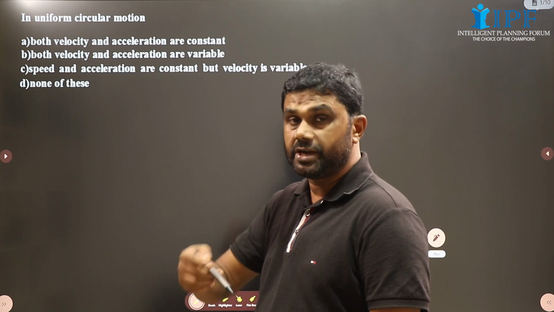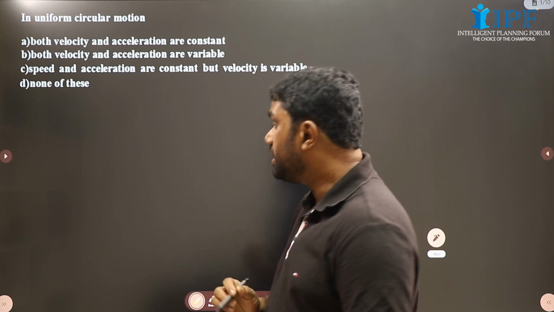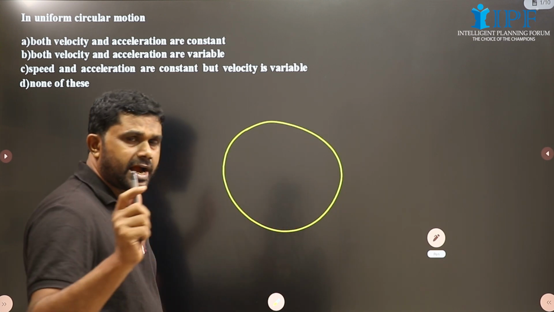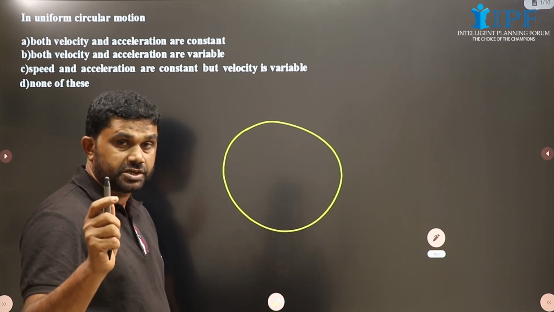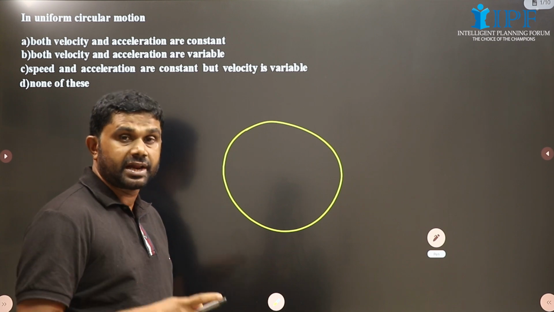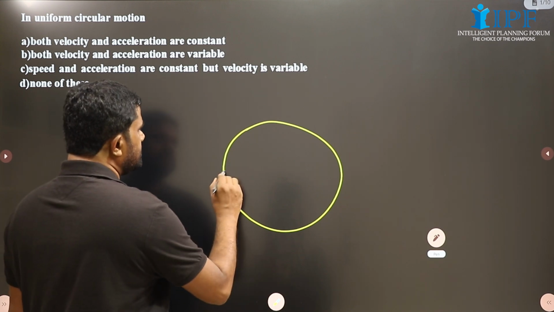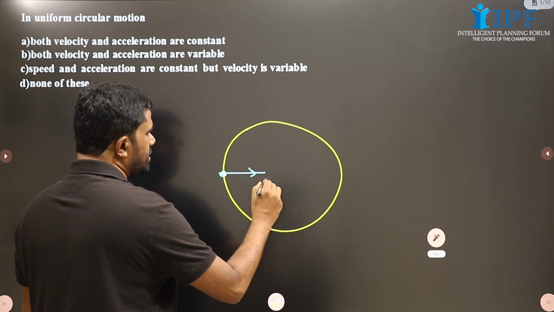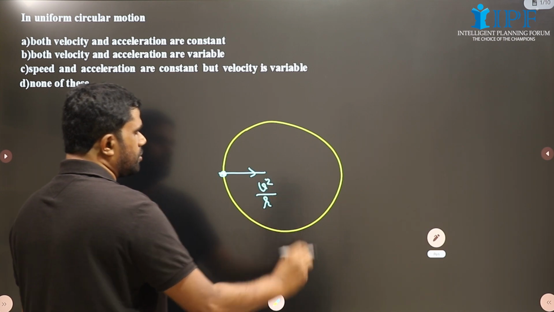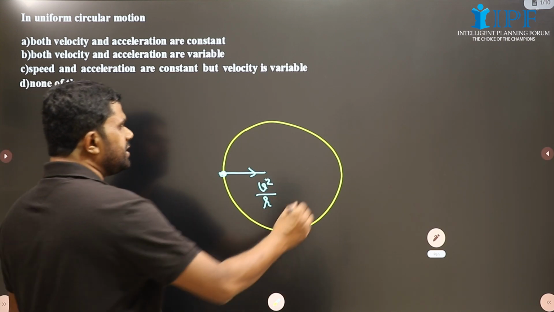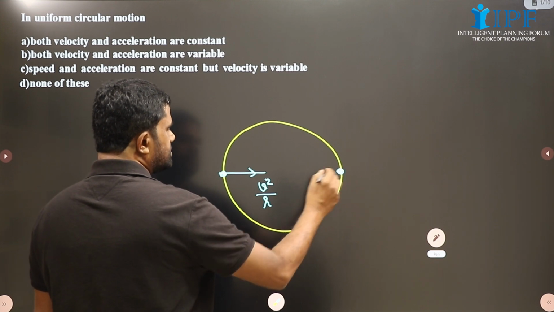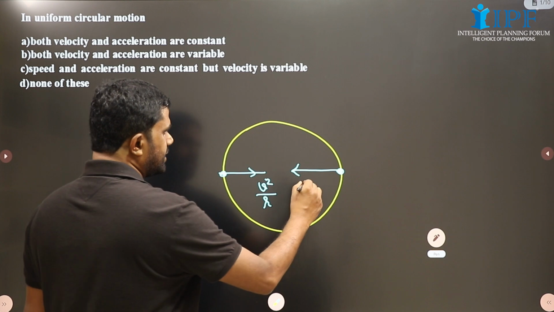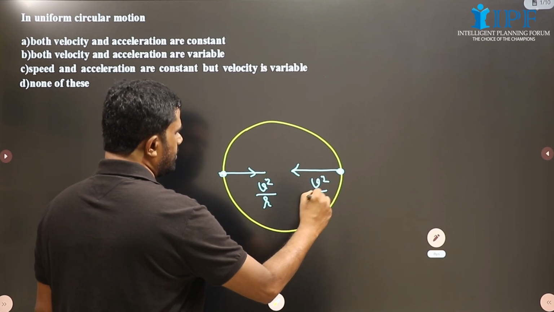Definitely velocity is variable, acceleration also a variable here, because in uniform circular motion the only acceleration experienced by the body is the centripetal acceleration or radial acceleration. And it is always directed towards the center. Its magnitude is v square over r. When the body reaches diametrically opposite, here also the acceleration is directed towards the center. Okay, the magnitude is again v square divided by r.